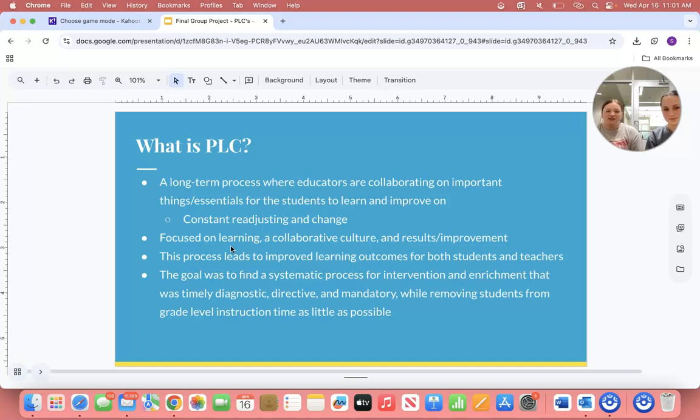The goal in founding this process was they wanted a systematic process for intervention and enrichment that was timely, diagnostic, directive, and mandatory, and also while removing students from the grade level instruction time as little as possible.